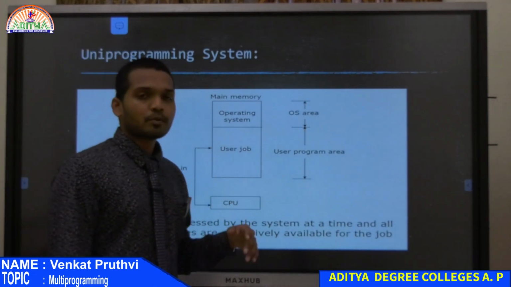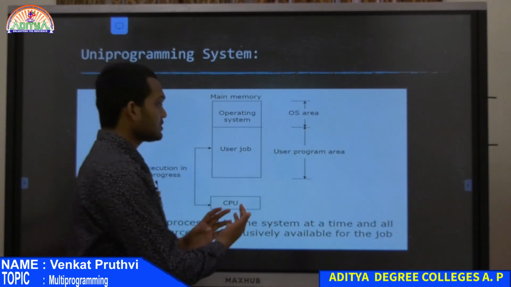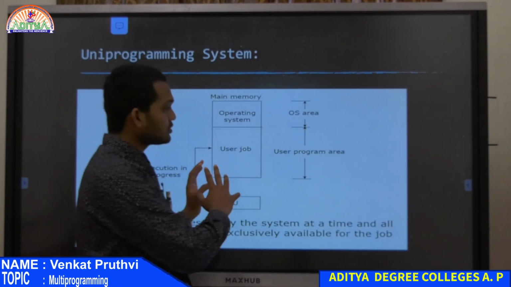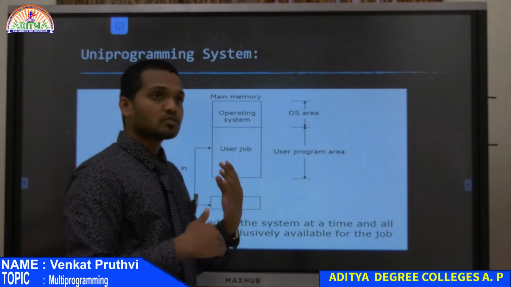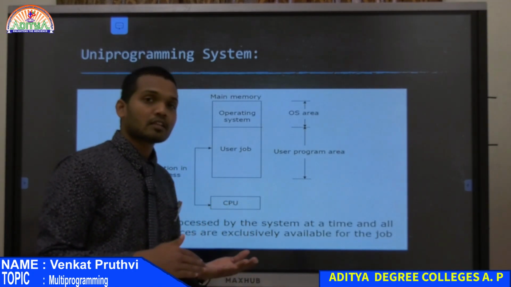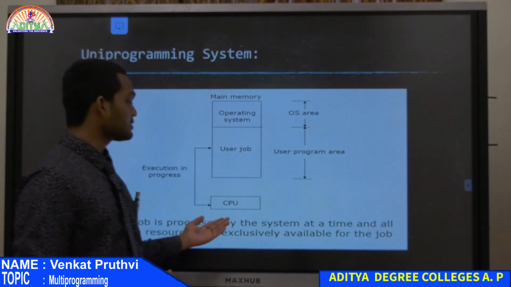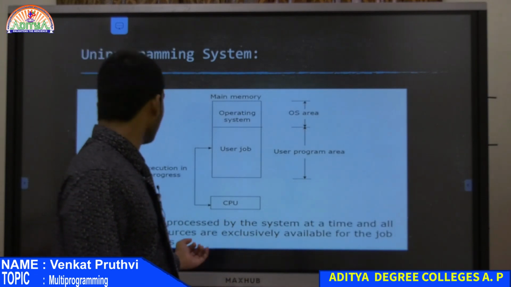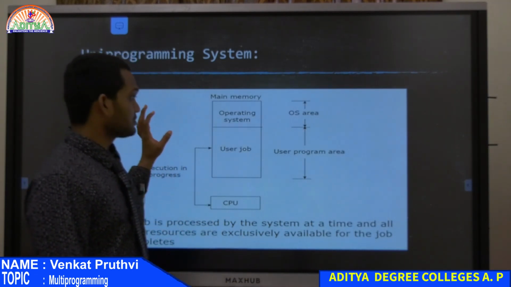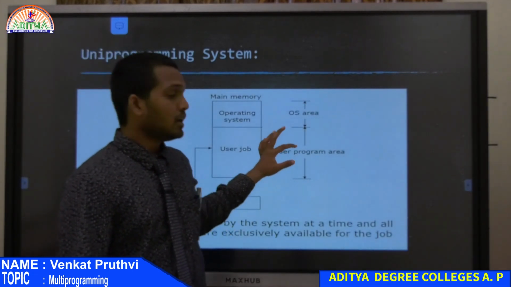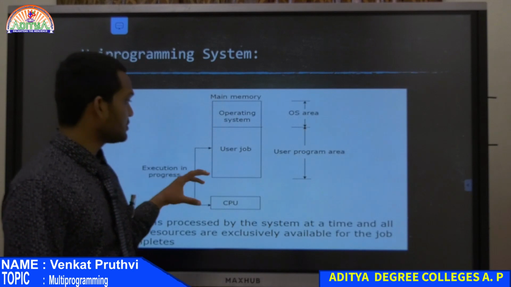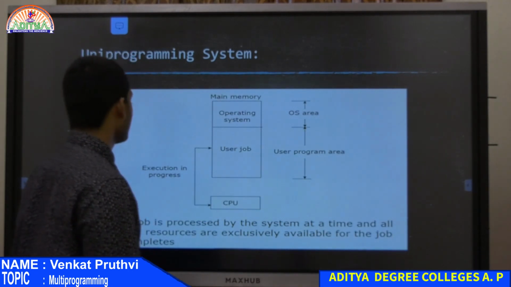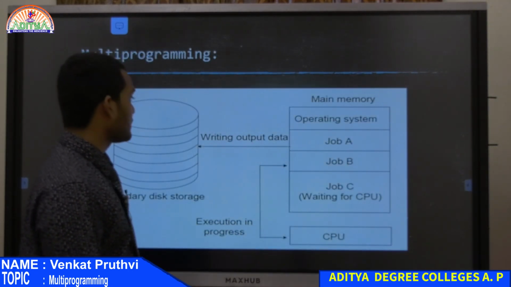So in uniprogramming, as we discussed, all the resources available in the computer are exclusively used by that one user job, and only once that user job is completed can another task be processed. Only one job is processed by the system at a time, and all the system resources are exclusively available for the job until it is completed. So that is a uniprogramming system, and you should be able to draw this diagram, or explain this diagram if someone asks you. Okay. So next we have multiprogramming.